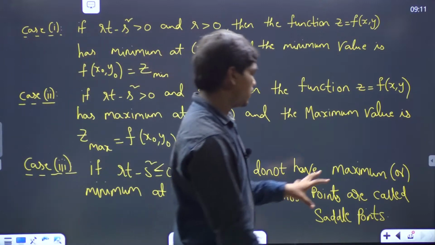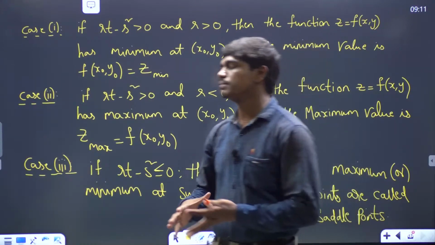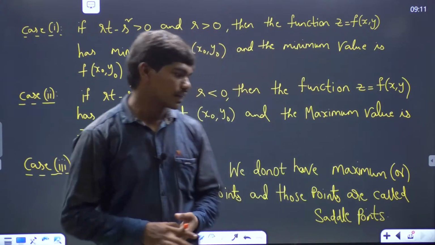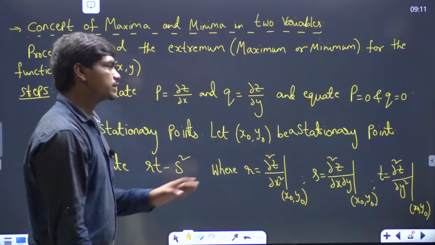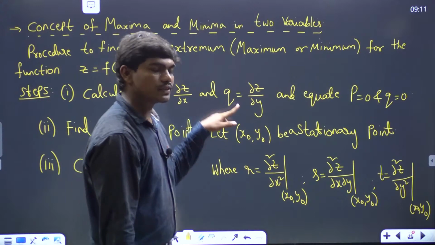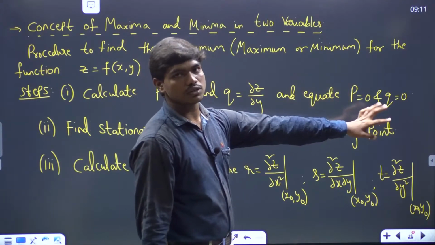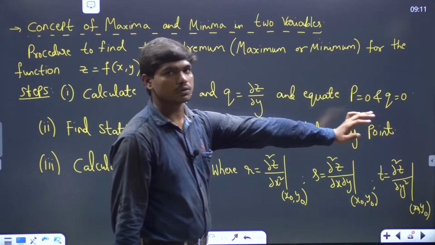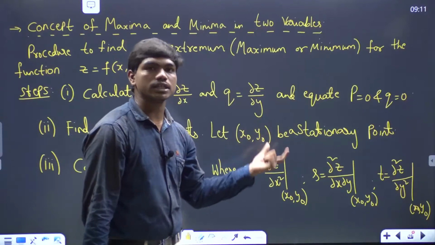So basically, this is how you'll check whether a function has a maximum or minimum at a given stationary point. This is the procedure we are going to follow. I'm repeating: you'll calculate the first order derivatives, dou z by dou x and dou z by dou y. Then you'll equate both to 0, p is equal to 0 and q is equal to 0. Then you'll get some stationary points, and let us examine each stationary point.